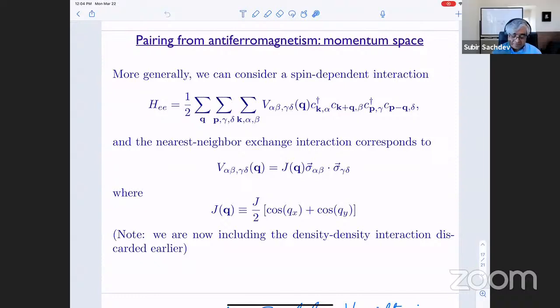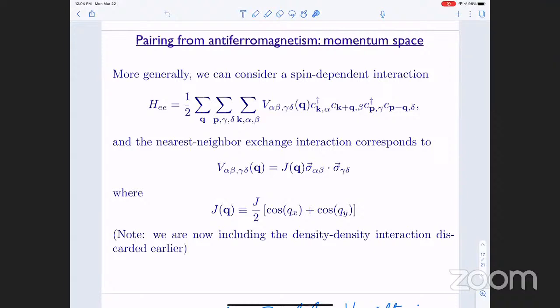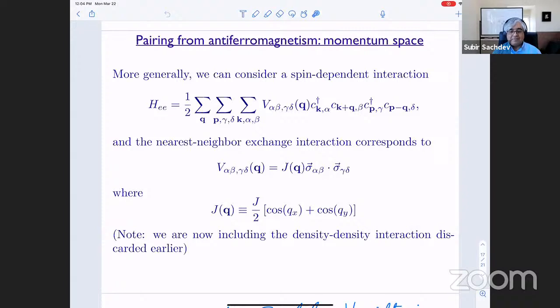So I just want to conclude this chapter by giving an alternative point of view to this pairing by thinking about things in momentum space. And in momentum space, there is a kind of weak coupling argument, which is not necessarily related to the Hubbard model, which actually relates the shape of the Fermi surface. That becomes a very important consideration and gives you some idea of what kind of pairing is preferred.